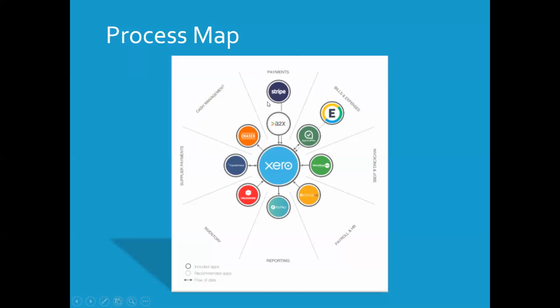So in that case, what we need to be sure of is that Stripe, for example, which is a payment service, can integrate directly with Workflow Max. If Stripe doesn't integrate with Workflow Max, what we may choose to do is send our invoices out of Xero. So this is where the workflow side of it comes into effect.